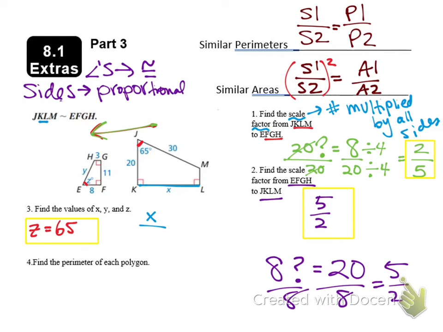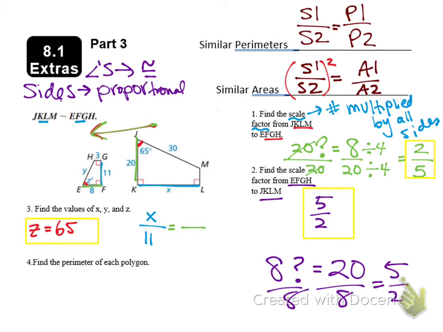What does KL correspond with on the other quadrilateral? GF. Yeah, GF, which is 11. We want to set it equal to a pair of sides that we know. What two sides do we know? Yeah, we know 8 and 20.